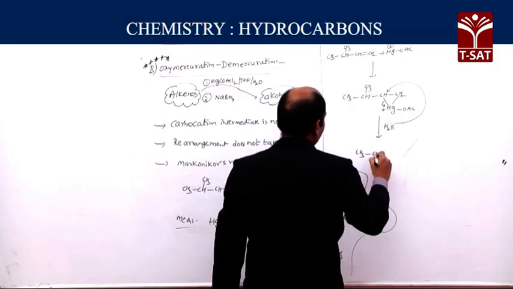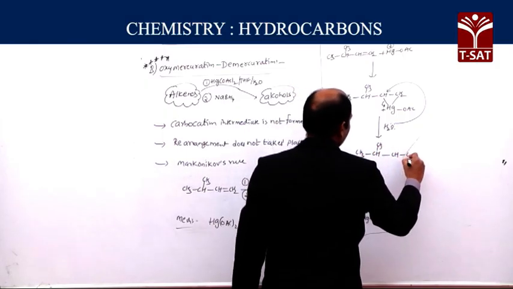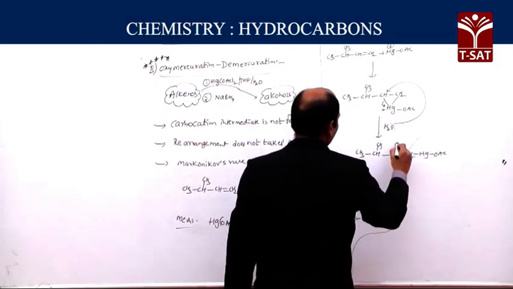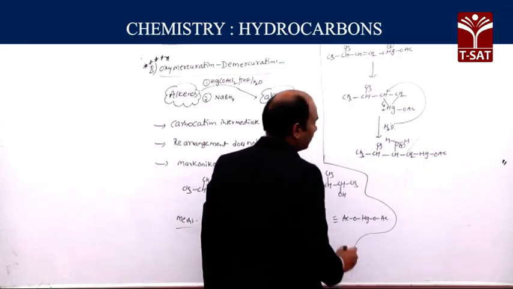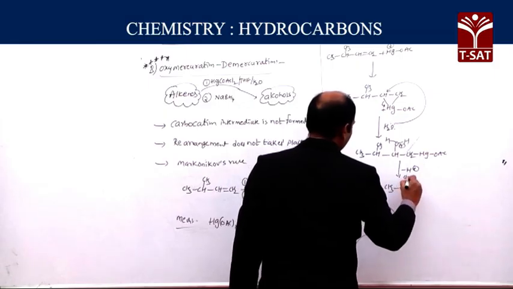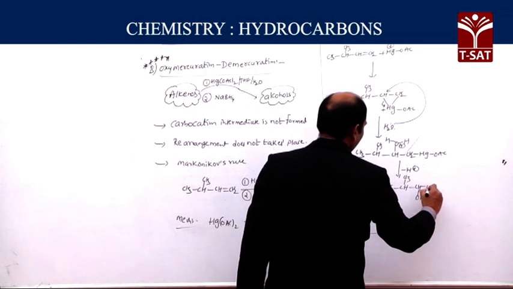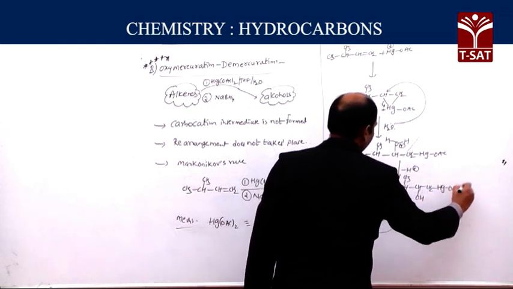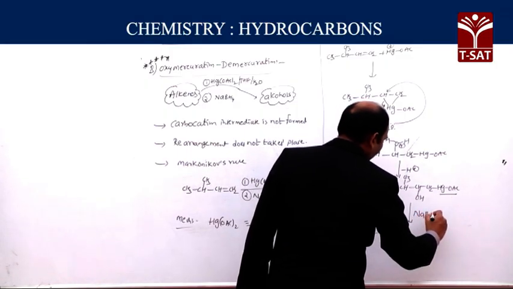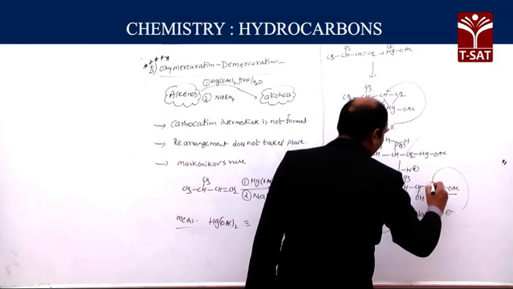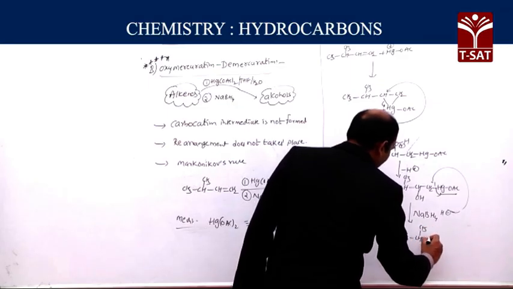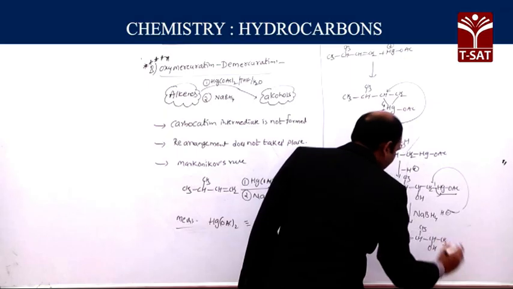So we get CH3, CH, CH2, with HgOAc, and OH with a plus charge. Then loss of H+. So we get CH3, CH, with OH, CH2, HgOAc. Then we have to remove this one, therefore we are adding sodium borohydride. In sodium borohydride, H minus attacks here, and elimination takes place. We get CH3, CH, OH, CH3.